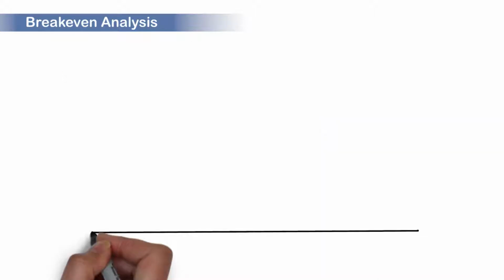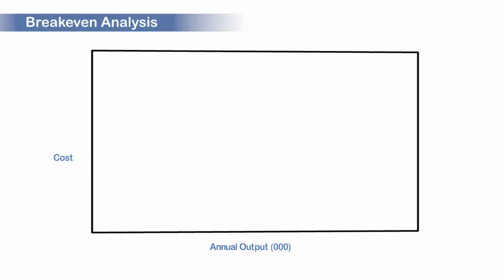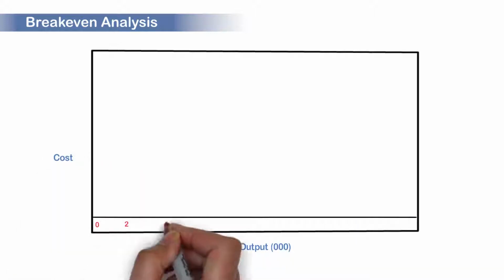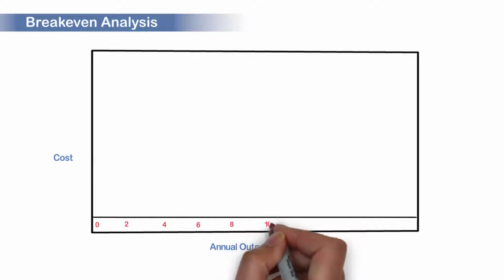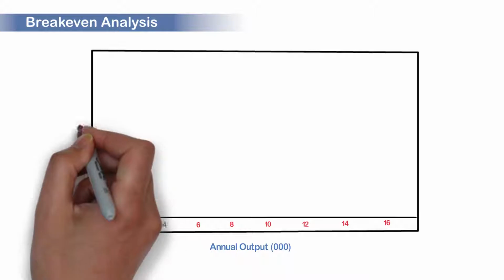Using the above data, let us draw the graph. Let us have quantity in x-axis and the cost in y-axis. In x-axis, 1 unit is equivalent to thousands of units. In y-axis, 1 unit is equivalent to thousands of rupees.